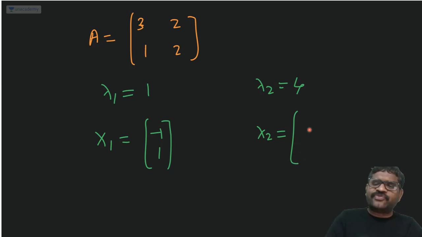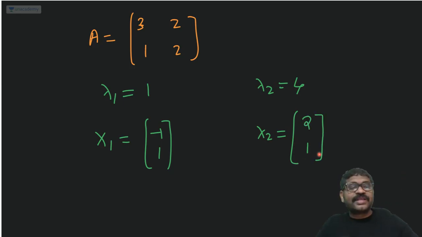Corresponding to eigenvalue 4, the eigenvector is 2 1. Understood? Whether your matrix is 2 cross 2 or 3 cross 3, the procedure is the same. But in the case of 2 cross 2, one trick is there to calculate the eigenvector directly.